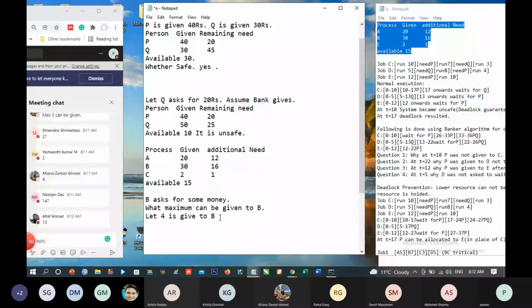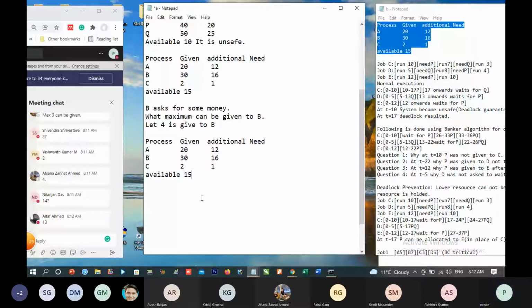Let us see this. Let 4 be given to B. It means given to B will be 34. And the additional need of B will be 12. And the available amount will be 11. It is safe. Yes. Why? If A asks for 12 rupees, we shall ask him to wait. If B asks for 12 rupees, we shall ask him to wait. And we shall complete C.